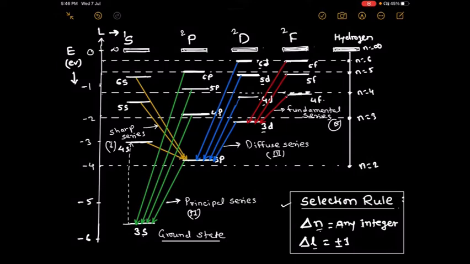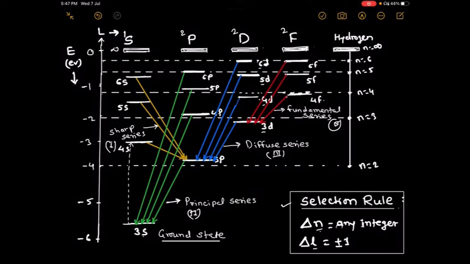Now what conclusion do we draw from that result? See here, the sharp series and the diffuse series have the same common limit, and that common limit is 3p. Secondly, the first member of the principal series is the difference between the two terms 3P and 3S, that is the limit of the principal series and the lower limit. That difference of 3P and 3S gives the wave number difference for the first line in the principal series.